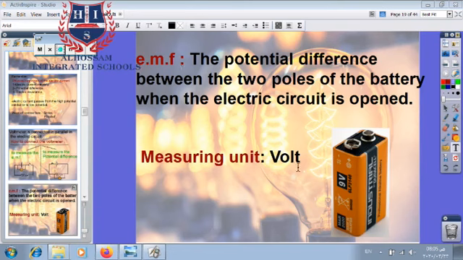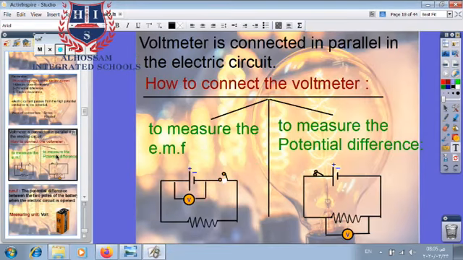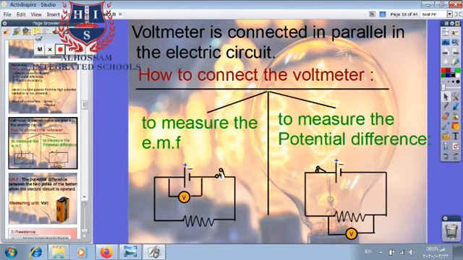And now we will learn how to connect the voltmeter in the electric circuit. We said before it will be connected in parallel, but we can connect it in the electric circuit to measure the EMF. In this case, we will connect the voltmeter between the two poles of the battery and open the key. So it will measure the potential difference between the positive pole and negative pole of the battery, which is called EMF.